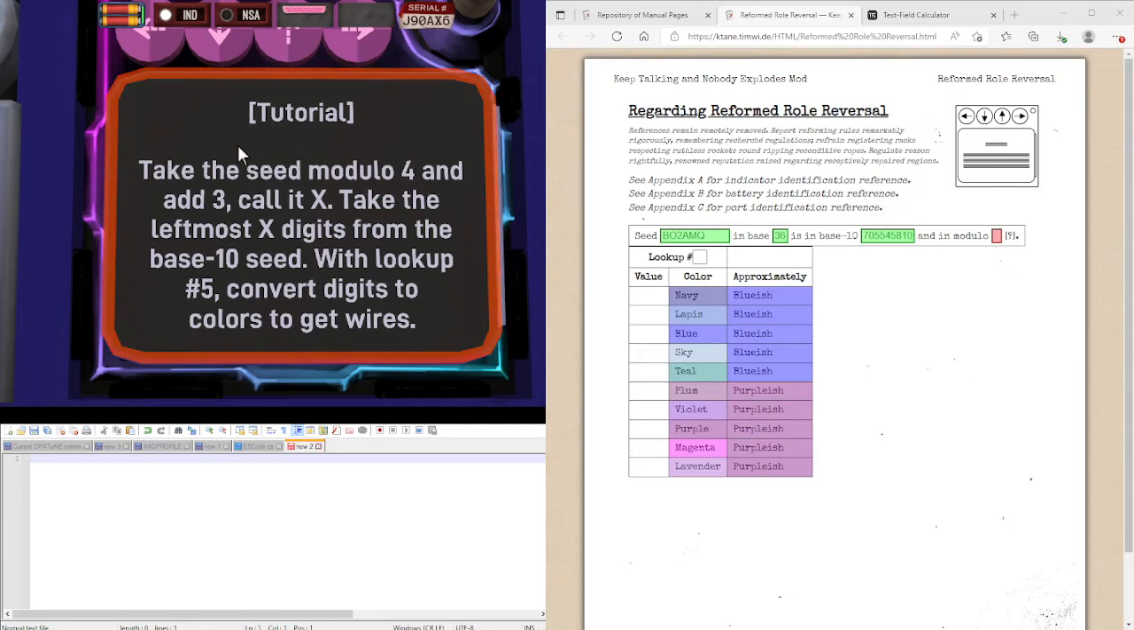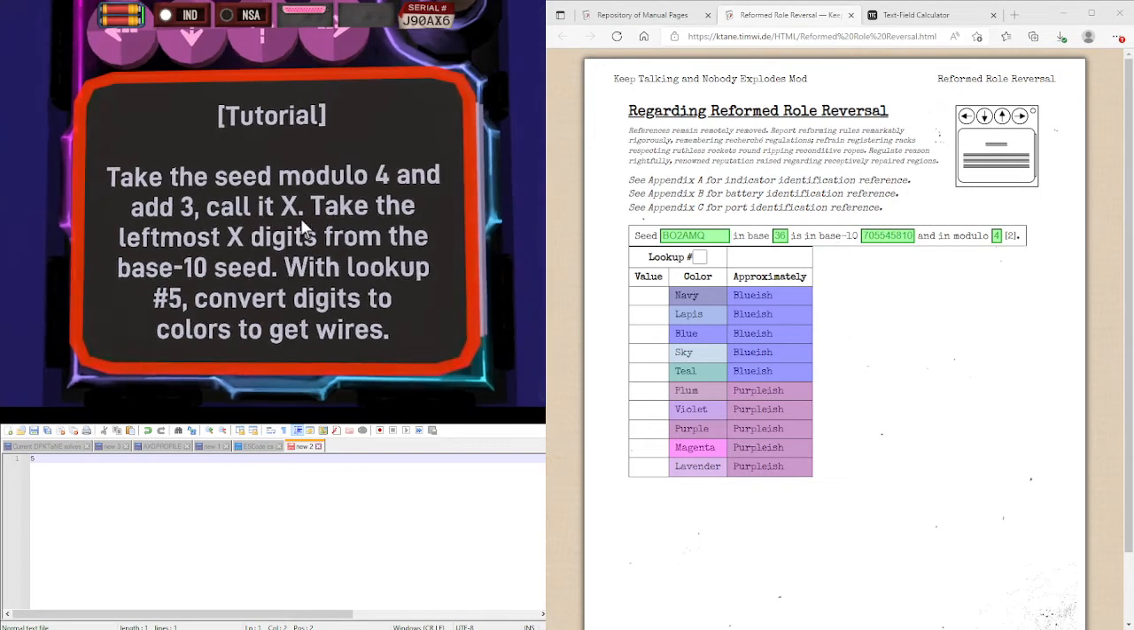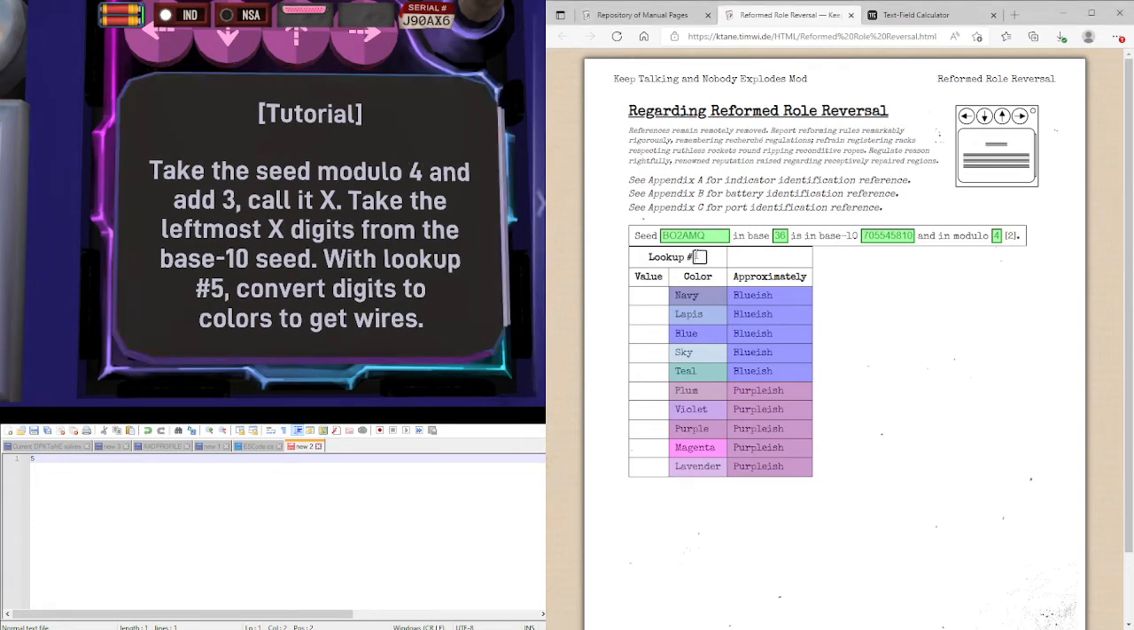Take the seed modulo 4 and add 3. So type in 4 here, it gives you 2, add 3, we have 5. Take the leftmost X digits. This might say rightmost, so be careful with that. You should look up 5, which you type in here, and it will give us what each one corresponds to. So taking the leftmost X digits, we get 70554.